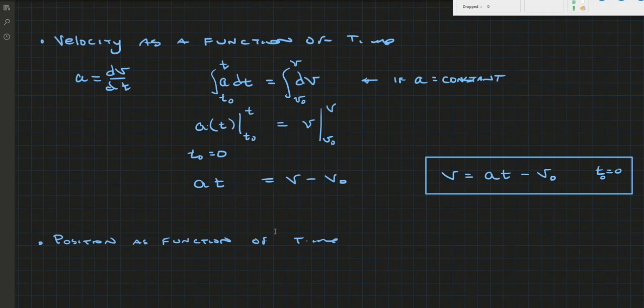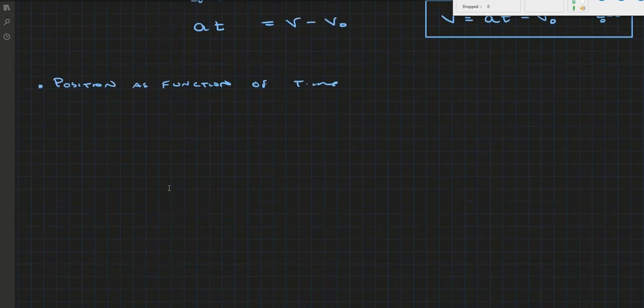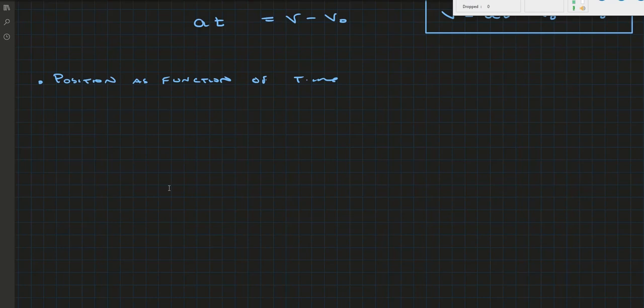Okay, so let's find an equation for position as a function of time. Let's assume here that, again, t0 equals 0, that we have a v0 and a constant acceleration. So a constant initial velocity and a constant acceleration. Well, let's use the relationship dx/dt equals v here.